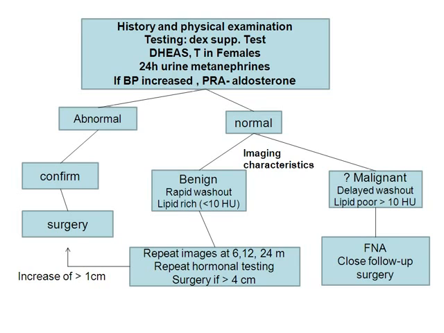And if any of these are abnormal, then you confirm them, and the vast majority of these patients will be surgical candidates. If these values are all normal, then you look at the CT scan with the radiologist, and you look to see whether he thinks that the characteristics of the CT are benign or worrisome.